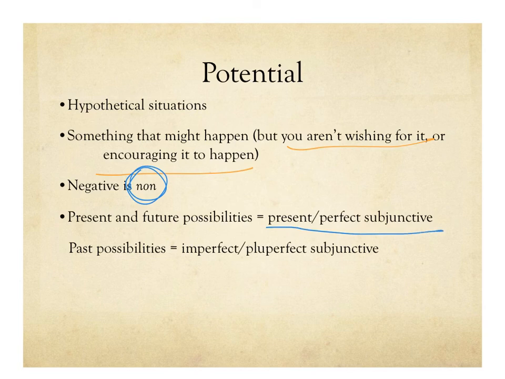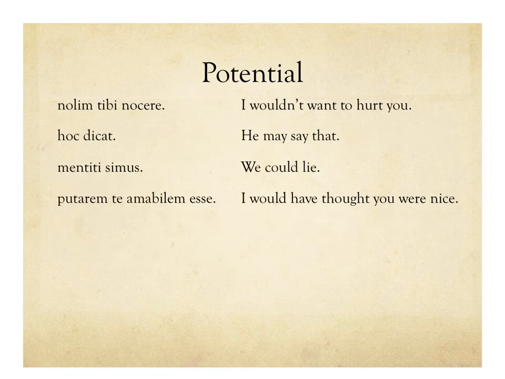And for things that could have been possibilities in the past, we usually use the imperfect subjunctive, although you can see the pluperfect subjunctive, but honestly I'm going to put it in brackets because it's not terribly common. But your book mentions it, so you might see it. Okay? Let's look at some examples.